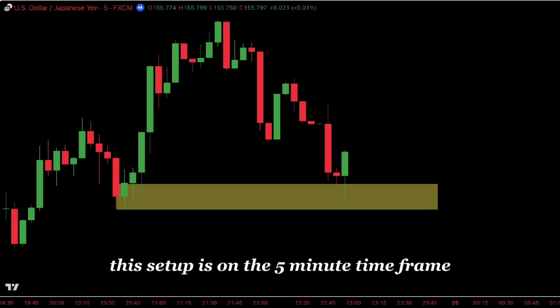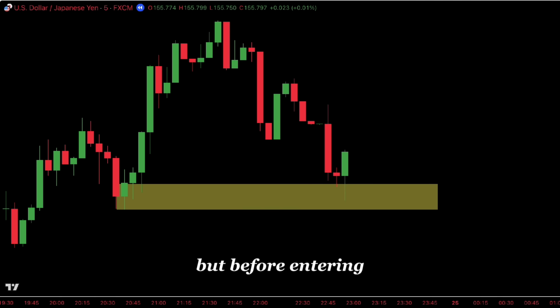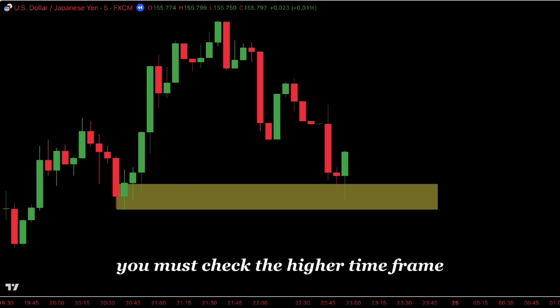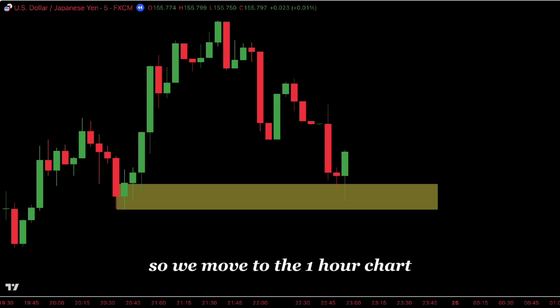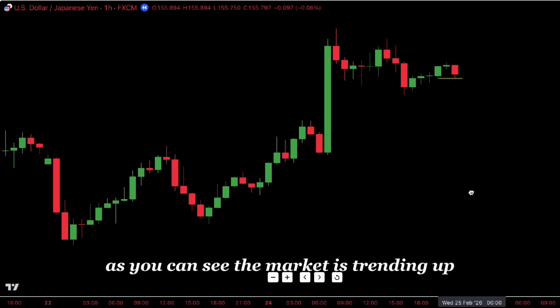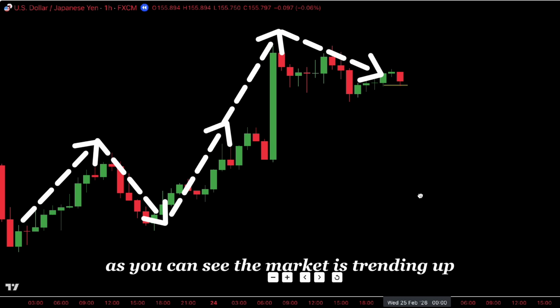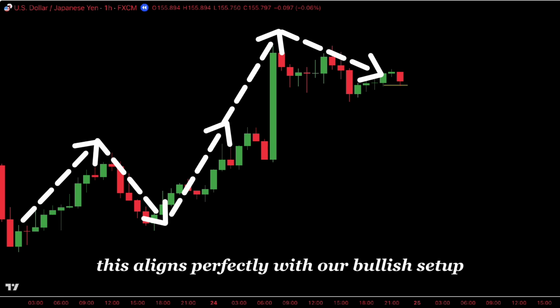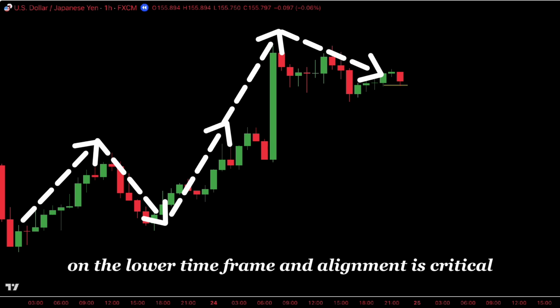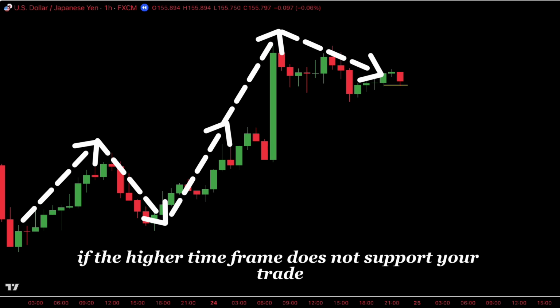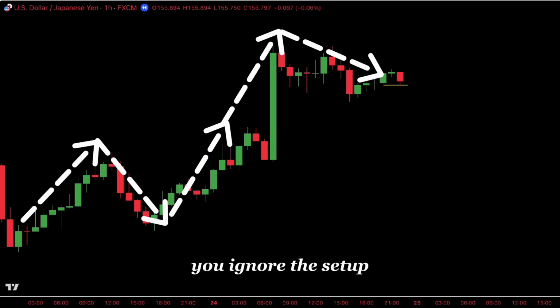This setup is on the 5-minute time frame. But before entering, you must check the higher time frame. So we move to the 1-hour chart. As you can see, the market is trending up. This aligns perfectly with our bullish setup on the lower time frame. And alignment is critical. If the higher time frame does not support your trade, you ignore the setup.